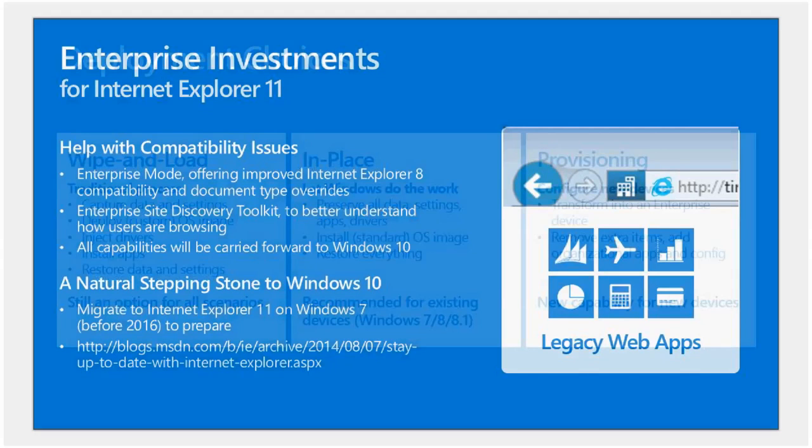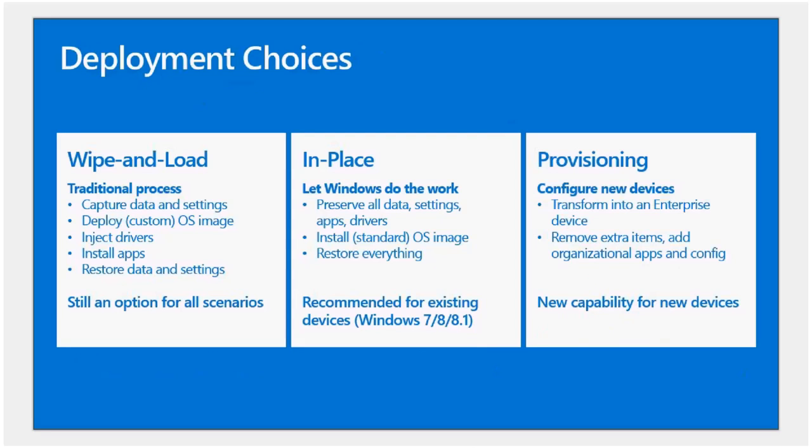So let's talk some more then about deployment choices. The traditional process, wipe and load, would go through several steps of first capturing the data and settings from the existing operating system, then laying down what's typically a custom operating system image, the golden image that's been put together by the organization containing all of their customizations and apps and other configuration items. After that's been laid down, we would inject the drivers necessary for a particular model of machine so that the images we create aren't model specific. We can have one image that's supported on all different models.